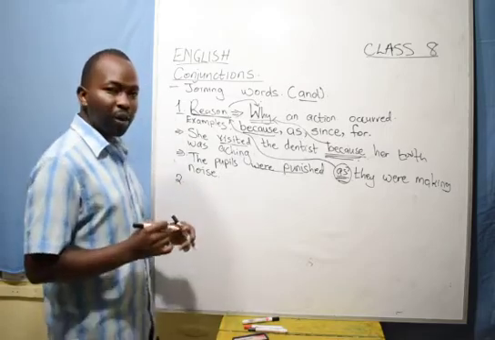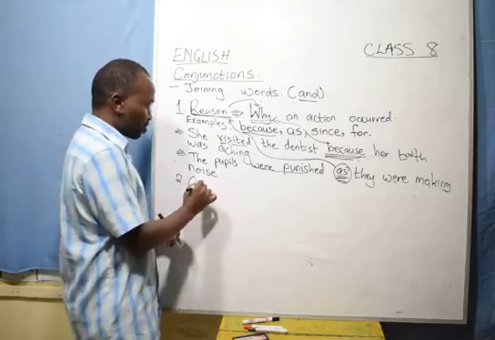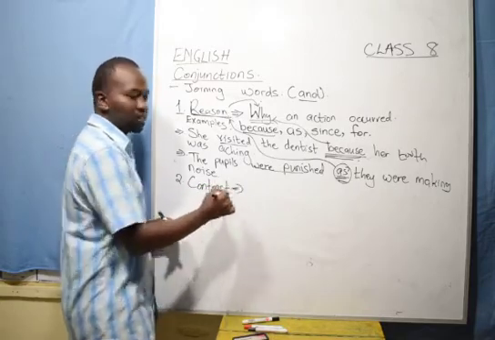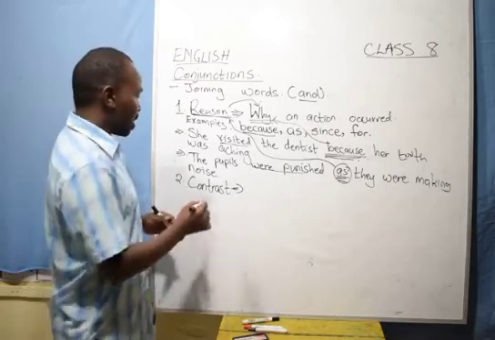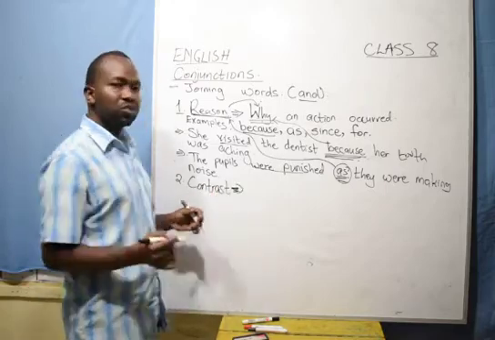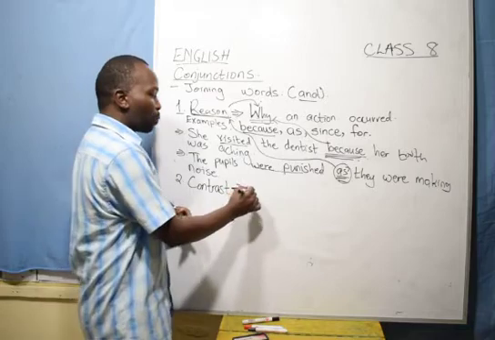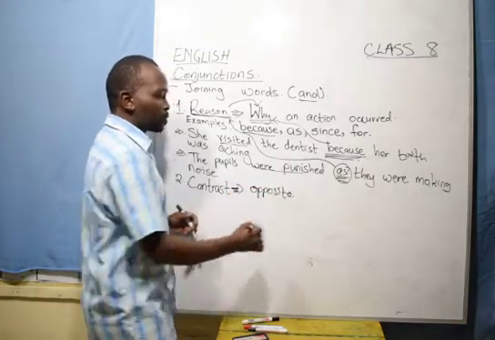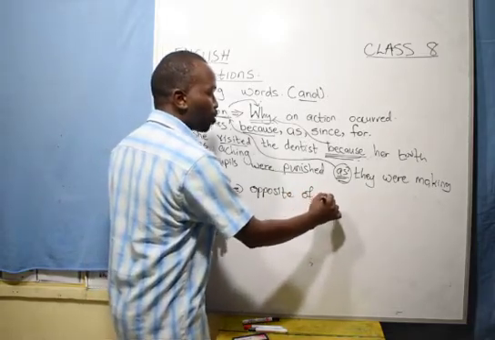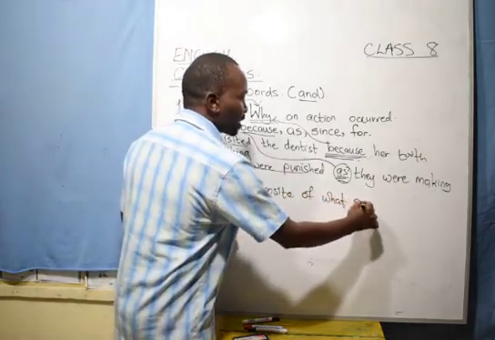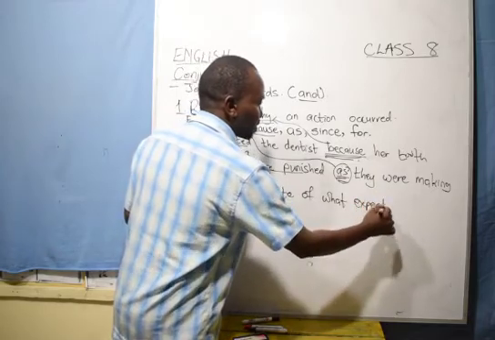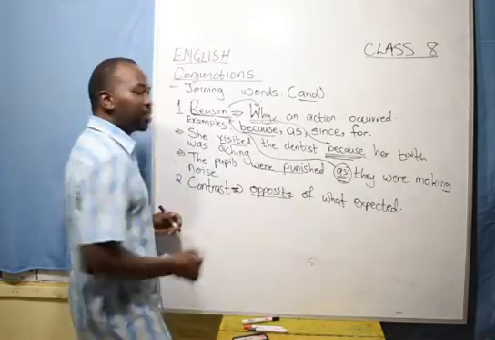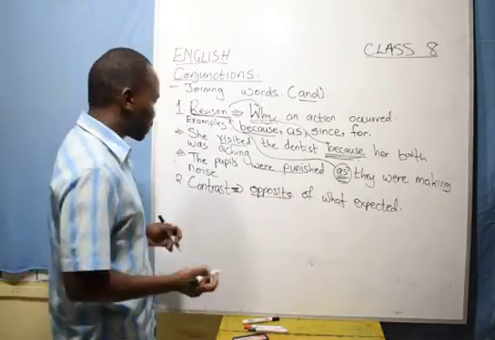Number 2, we have the conjunctions of contrast. Now, the conjunctions of contrast give us the opposite. They tell us the opposite of what was expected.